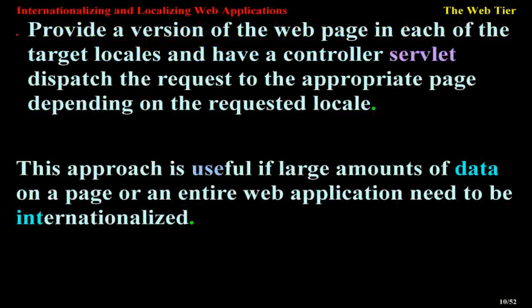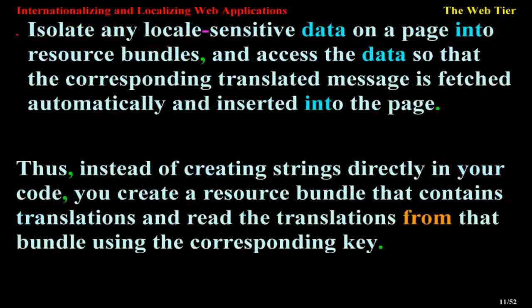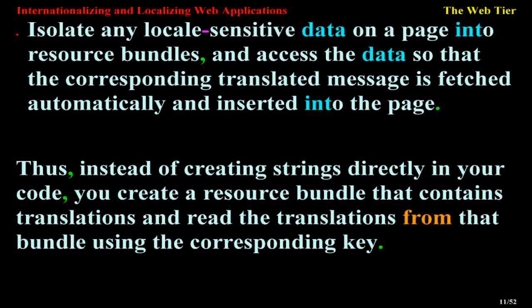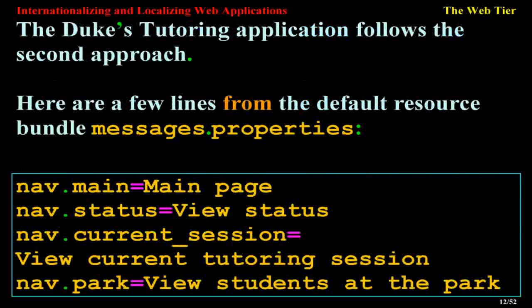This approach is useful if large amounts of data on a page or an entire web application need to be internationalized. The second approach: isolate any locale-sensitive data on a page into resource bundles, and access the data so that the corresponding translated message is fetched automatically and inserted into the page. Thus, instead of creating strings directly in your code, you create a resource bundle that contains translations and read the translations from that bundle using the corresponding key. The Duke's Tutoring application follows the second approach.